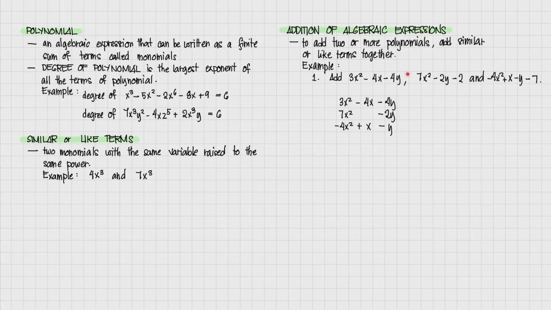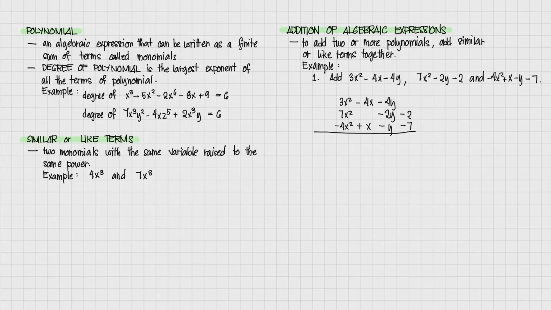We don't have any constants here on the first expression, but on the second expression, you have negative 2, and then on the third, you have negative 7. So you have negative 2, negative 7. And then we're just going to add similar terms.